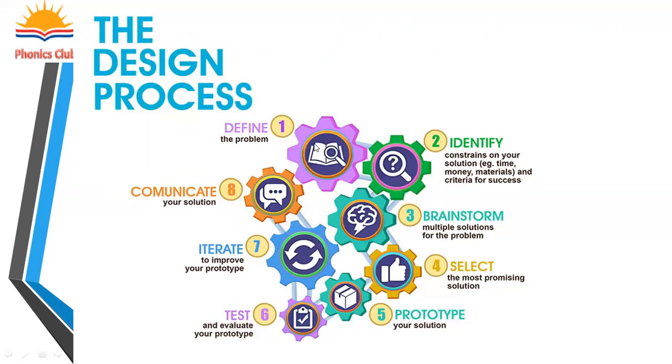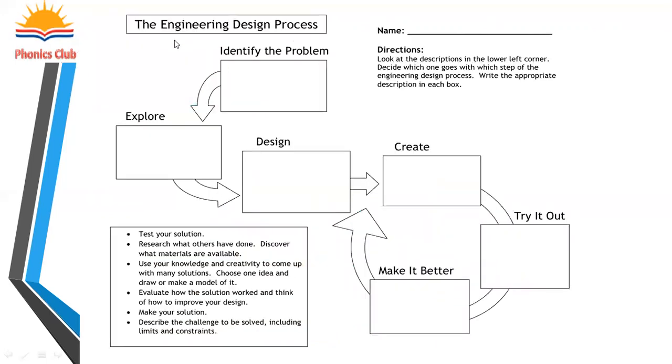सबसे पहले आपके पास प्रॉब्लम आई, उसे आइडेंटिफाई करें, constraints on your solution: time, money, material and success criteria. फिर multiple solutions आएंगे, then select, then prototype, test, iterate and communicate, and then define, and this is what the cycle should go on. This is what the work should look like. I hope this is clear to you people. Now this is the engineering design process.